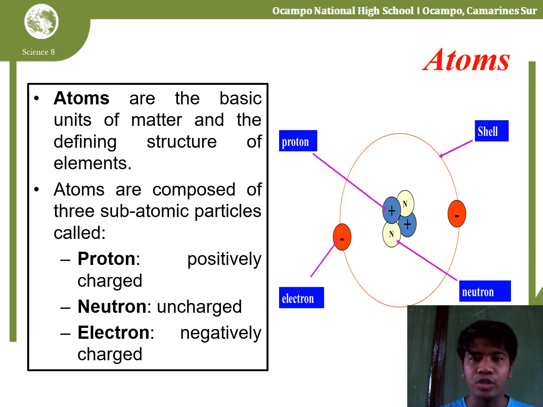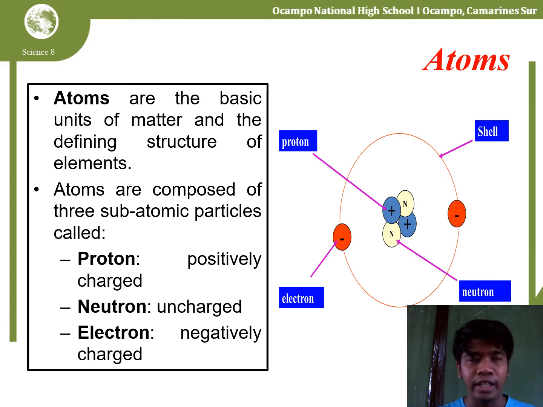Now, this is the structure of an atom. This is a model of an atom. This is particularly called the planetary model of an atom. Now, we can see in here a center, and an orbit. Okay, sa center, ang tawag natin dito is the nucleus of an atom.